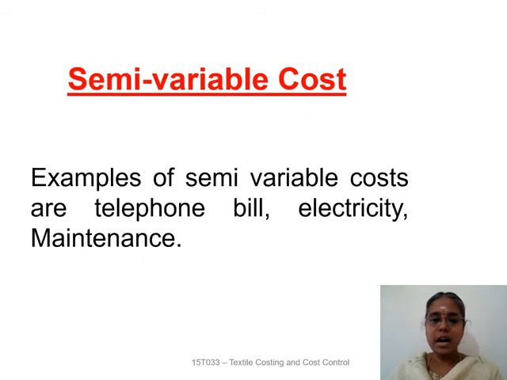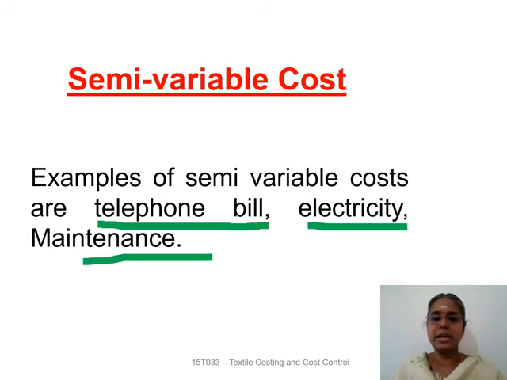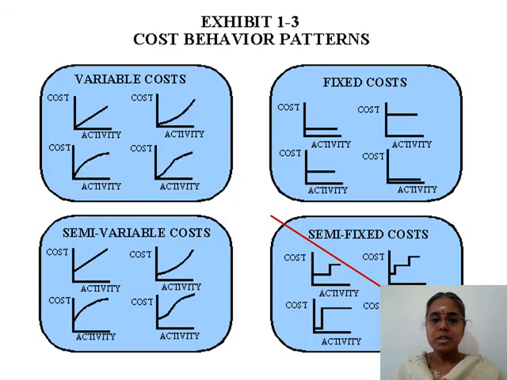So examples are telephone bills. Till this many units you will pay one rupee, then after this many units maybe 0.8 rupees, 0.75. Earlier, telephone bills were like this. Even electricity and some maintenance costs are semi-variable. Many costs you can see are semi-variable costs. One more type is semi-fixed cost, and we are not going into that type of classification, which is not of use now.